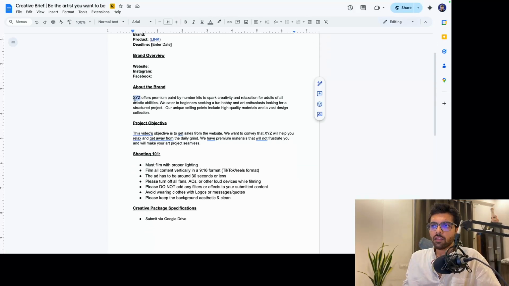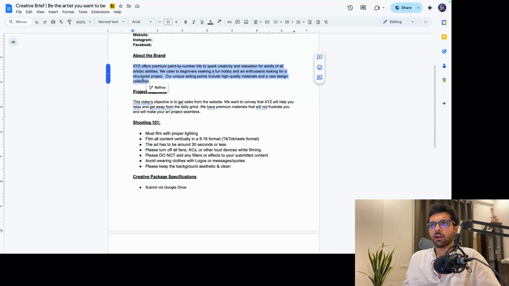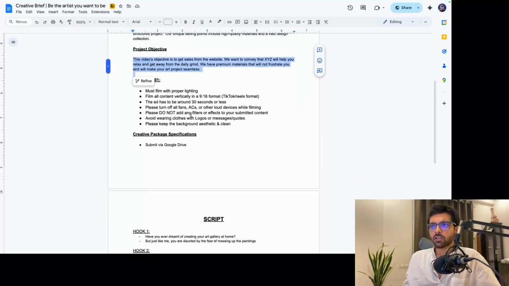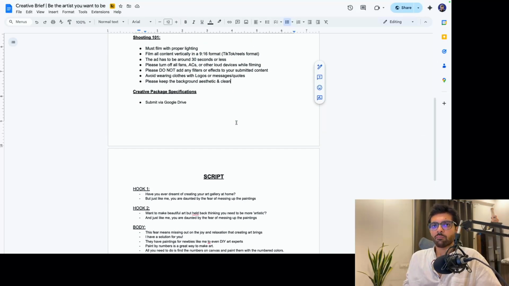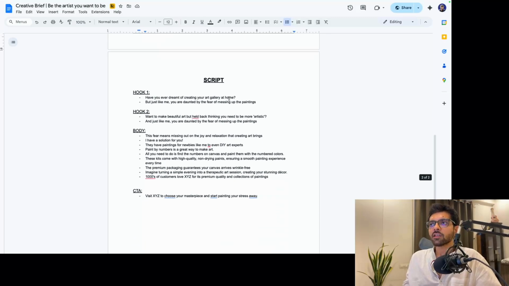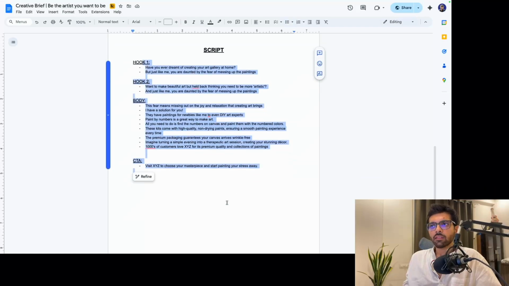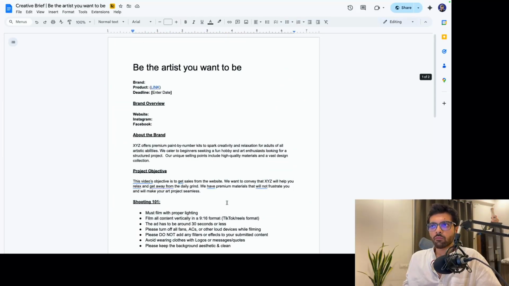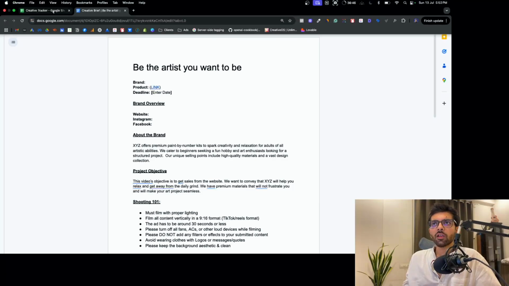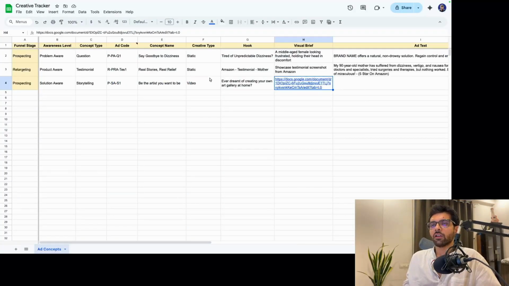So you add the information related to your product, about your brand, your project objective, some shooting 101s that you want for your brand, right? You can always change it if you want to experiment with something in your particular case. And then the script comes where you give them the entire script and then they just have to record. You can even add references over here if you want to, but more or less this is what we did when it comes to creative brief for videos.